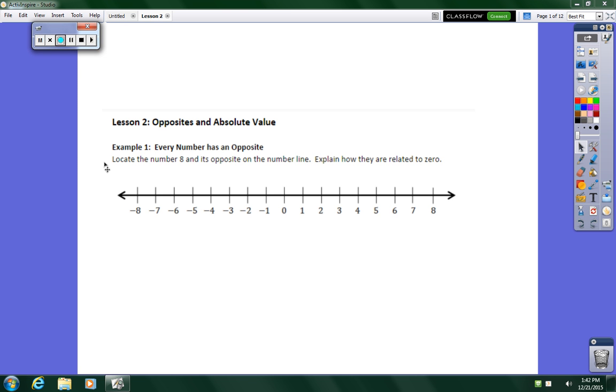In lesson 2, we're going to learn about opposites and absolute value. So I'm going to go through several examples with you before you have to do it on your own. Example 1, every number has an opposite.